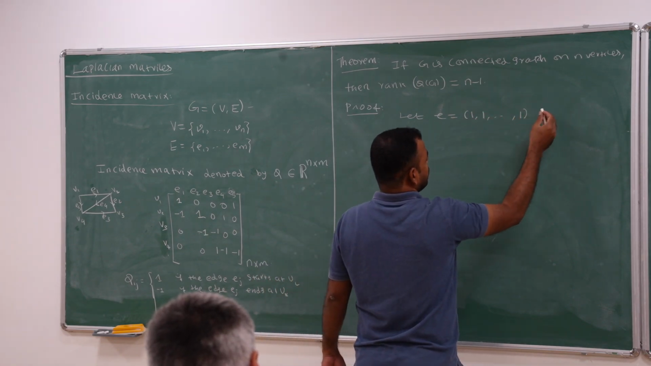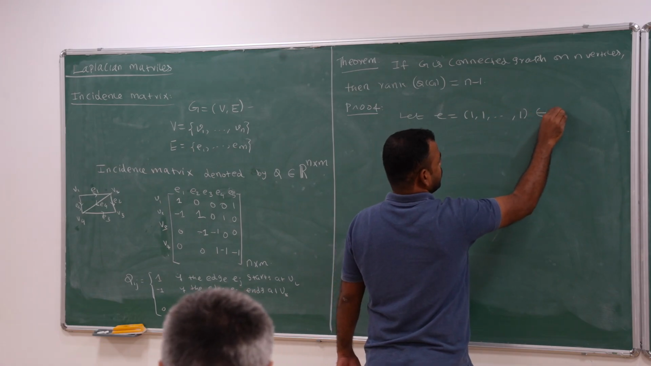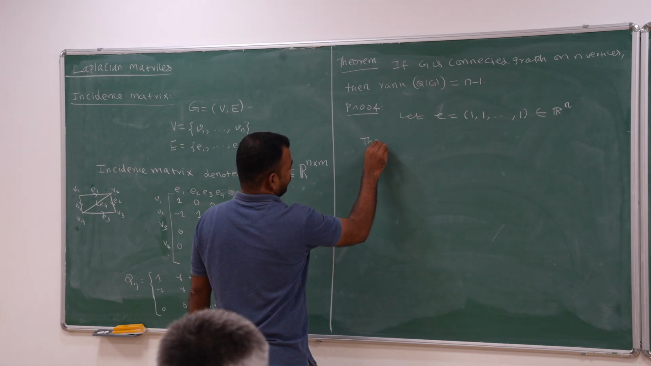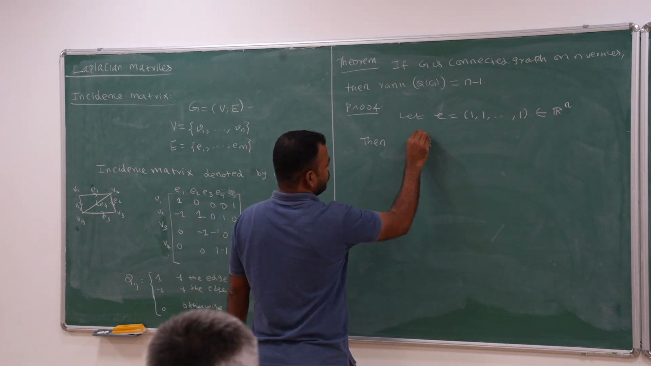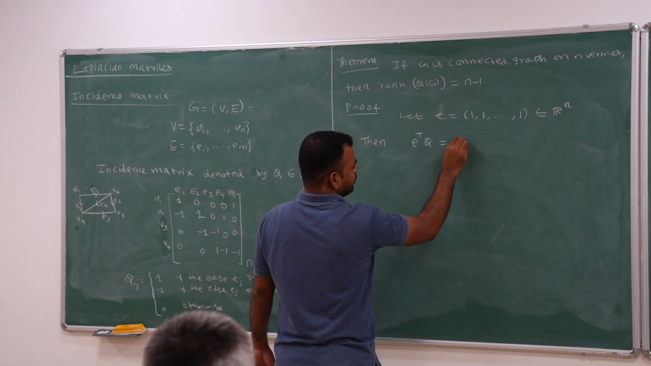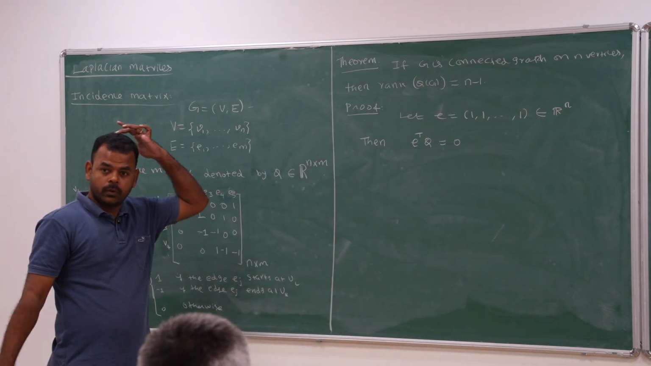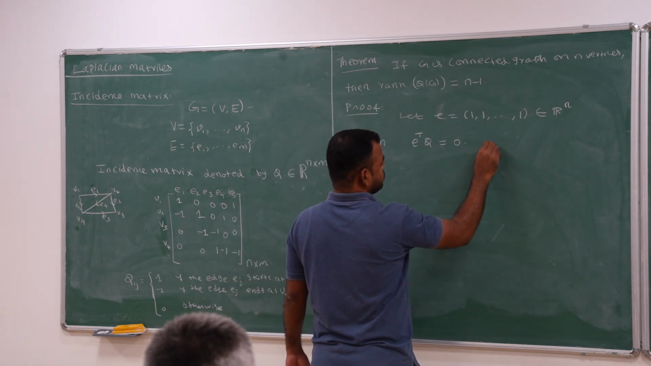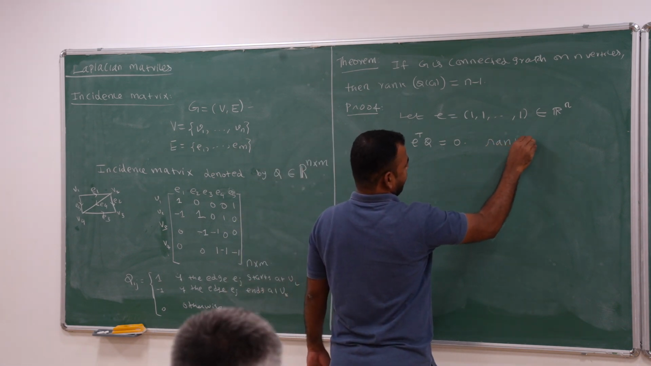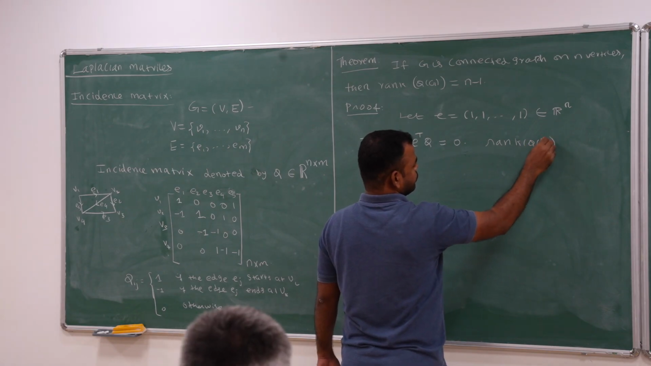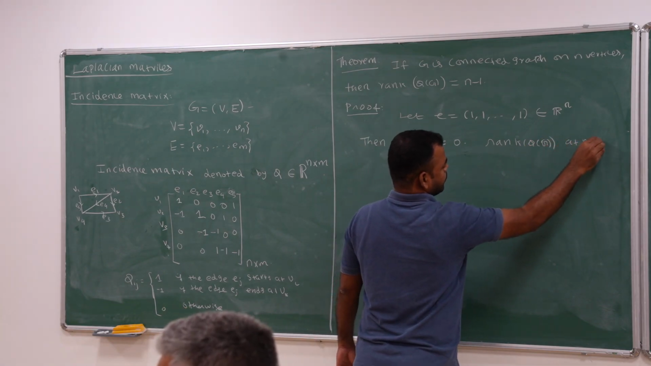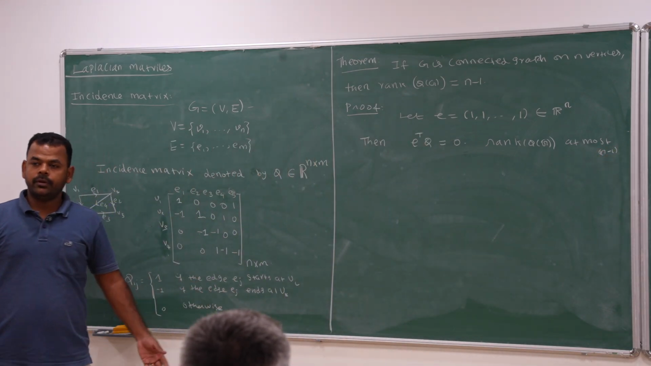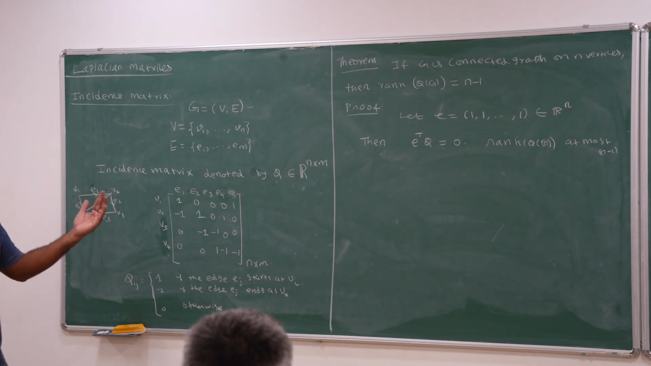Okay, which is in, call this is in Rn. Then E transpose into Q is equal to 0. Okay, so this tells us that rank of Q of G is at most n minus 1. Okay, now we will take some arbitrary vector in the left null space of Q, and we will show that that should be multiple of this all ones vector.